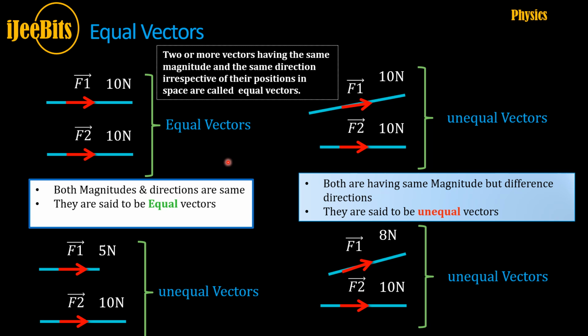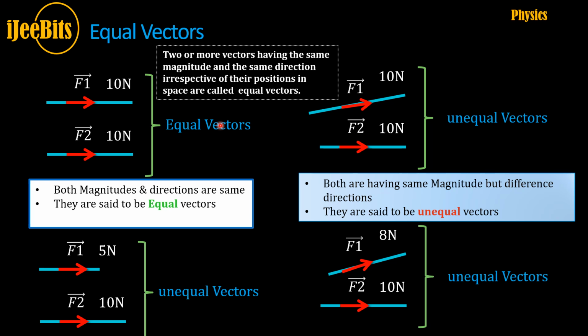Let's look at the concept of equal vectors or parallel vectors. What is the definition of an equal vector? If you have two or more vectors having the same magnitude and the same direction, irrespective of their position in space, they are called equal vectors. We are not worrying about where the position starts, but as long as the two vectors have the same length and the same direction, we can call them equal vectors or parallel vectors.